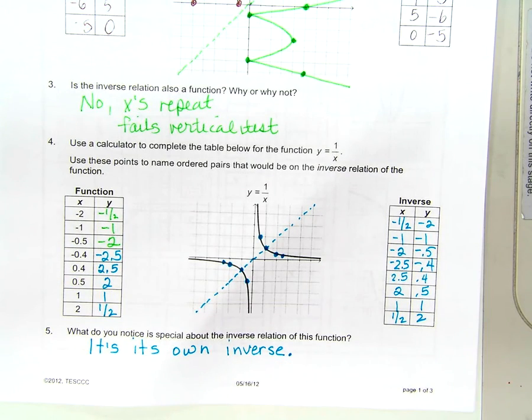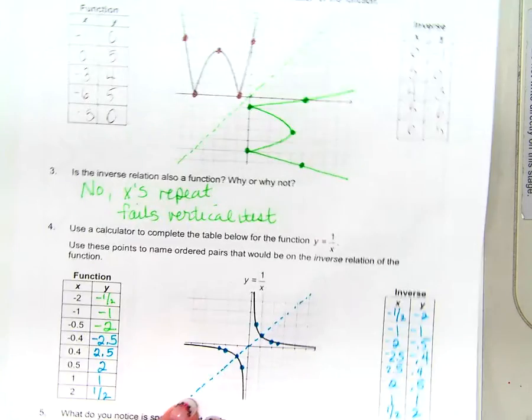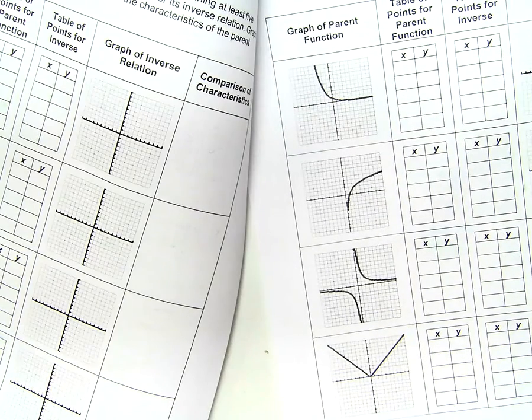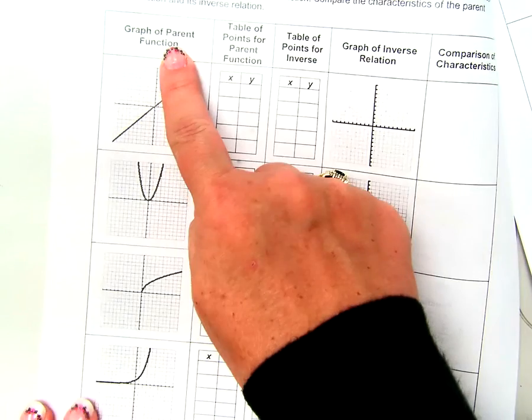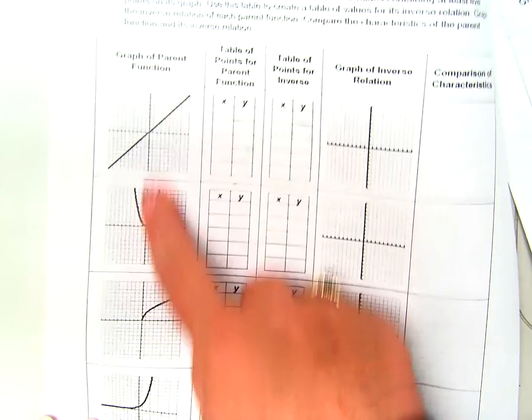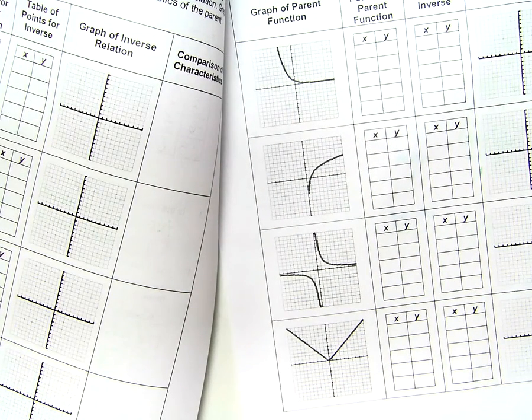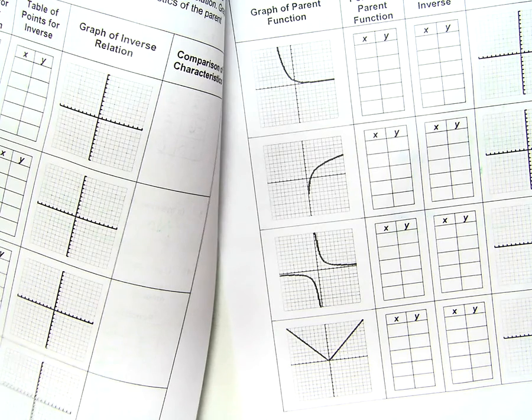Okay? Alright, so this is what you're doing for the rest of the period. You've got to fill out the inside of this. Notice for me, please, that the graphs on this page are the parent functions. This is what we've been talking about since the beginning of school. There are no transformations on these parent functions. That was last unit. We've already covered that. We're trying to figure out the inverses.